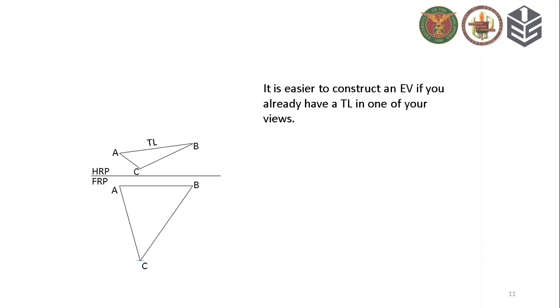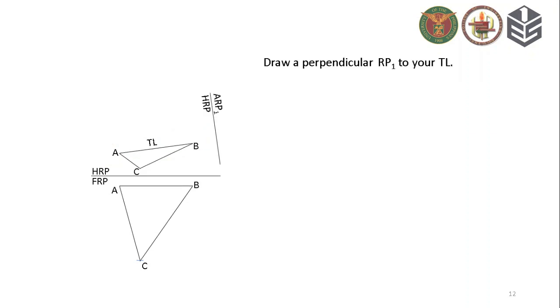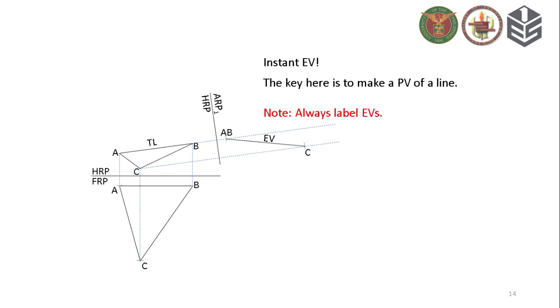In this example, we already have a line AB in TL. Recall that a TL is needed in order to draw the PV of a line. If we draw a line perpendicular to the TL and project all points, we will get the point view of line AB, and at the same time, we will get the edge view of the plane. Take note that EVs must always be labeled.